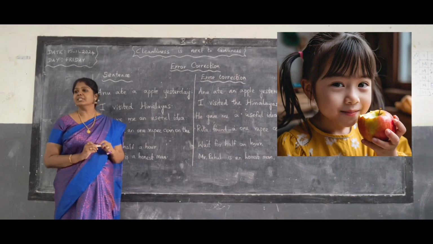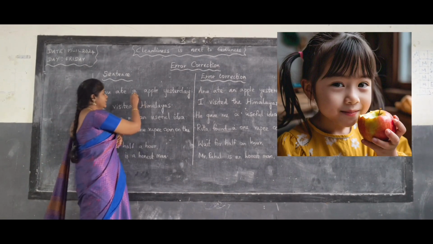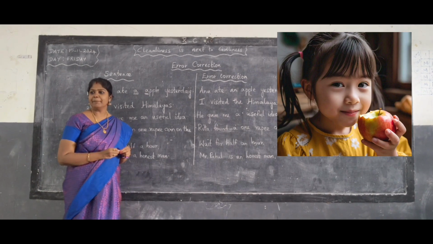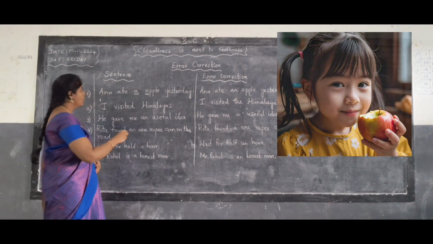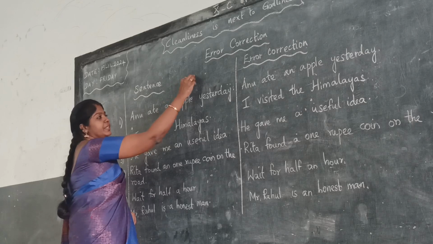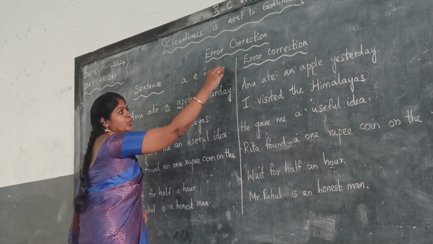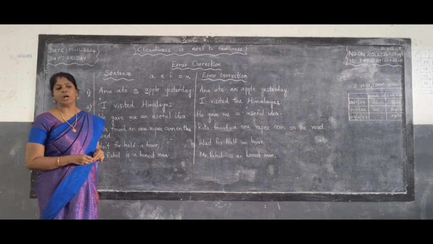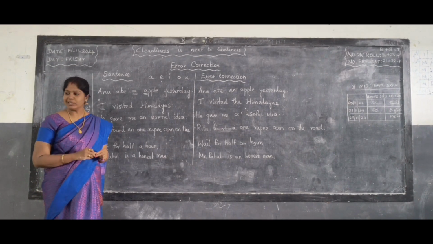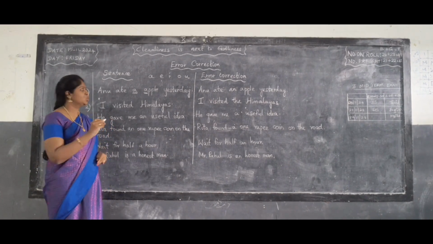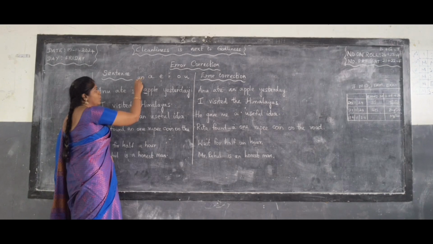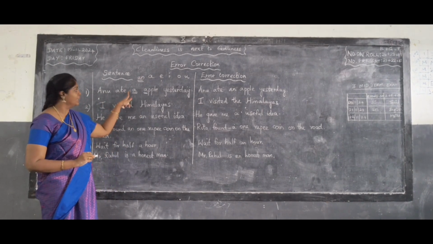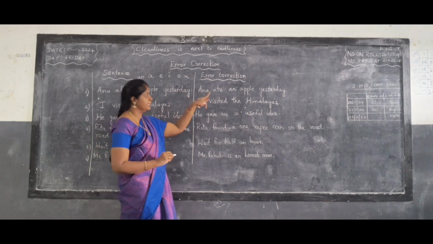Here the correction is with the articles. Okay. So look here. The first letter of apple is A. We know the vowels A, E, I, O, U. For all these vowels, we are not supposed to add a. We should add an before these letters. So here the correction is: Anu ate an apple yesterday.